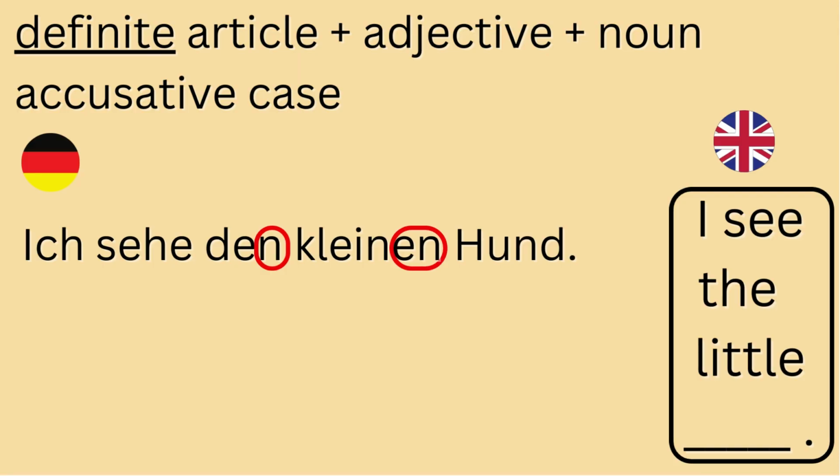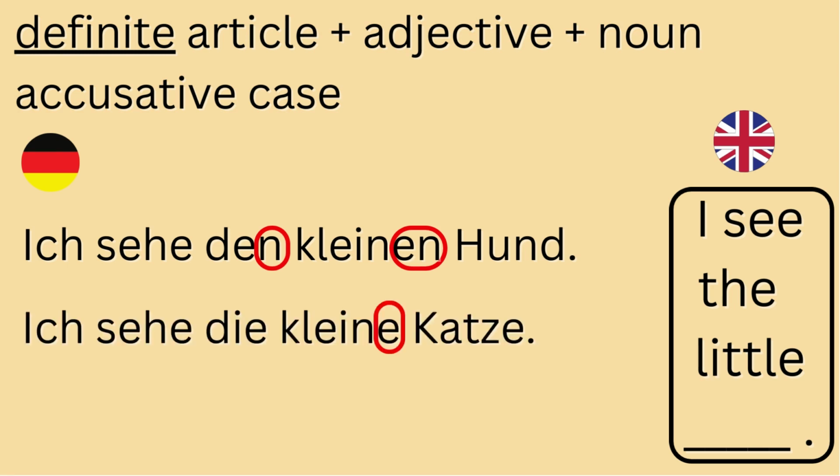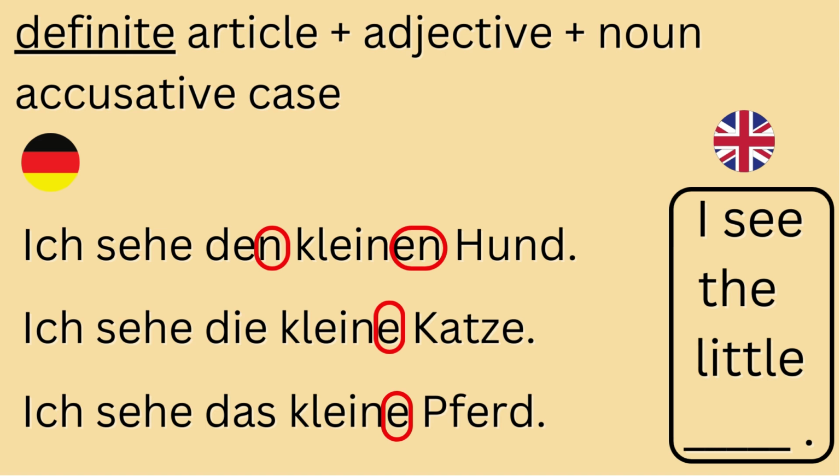Okay, let's talk about definite articles with an adjective in the accusative case. So here, our definite article, adjective and noun combinations will have to be in the accusative, therefore they are the direct object. Ich sehe den kleinen Hund. I see the little dog. Ich sehe die kleine Katze. I see the little cat. Ich sehe das kleine Pferd. I see the little horse.